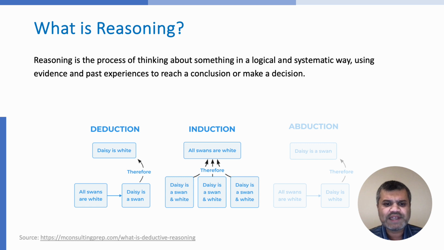So in case of induction, in this example, let's suppose it observes Daisy is a swan and white, Daisy is a swan and white. It observes that many times and it can learn that all swans are white, which might be wrong. It's more probable, but it might be wrong. There can be some swan that is some other color.